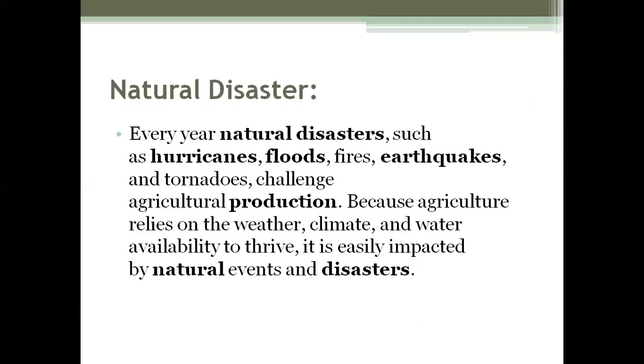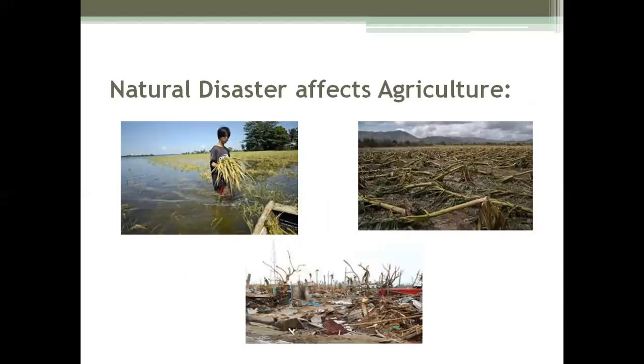So definitely we have to keep in our mind, when we are growing some crops or doing agriculture, that we have to think about natural disasters also. Okay, and let's learn what can be the natural disasters.